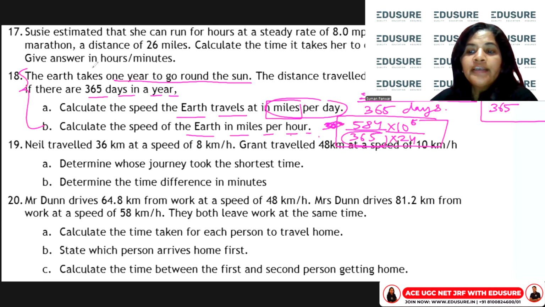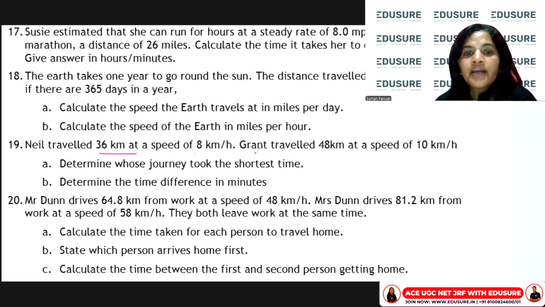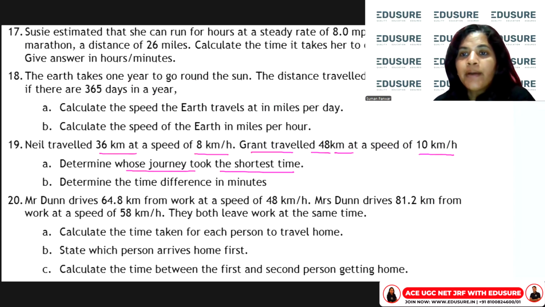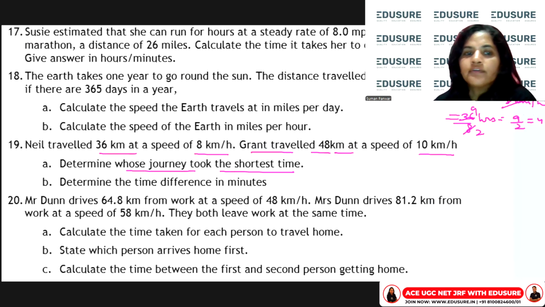Next question. Neil traveled 36 kilometers at a speed of 8 kilometers per hour. Grant traveled 48 kilometers at a speed of 10 kilometers per hour. Determine whose journey took the shortest time. So time taken by Neil is distance divided by speed of Neil, which is 36 kilometers divided by 8 kilometers per hour, which is 36 by 8 hours, which is 9 by 2, which is 4.5 hours.